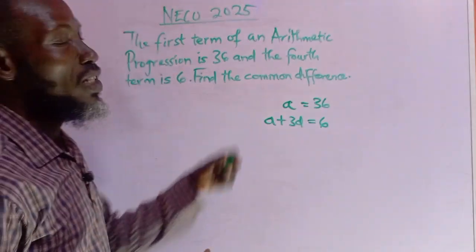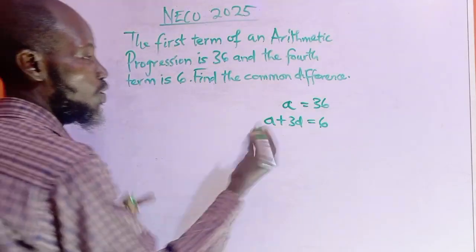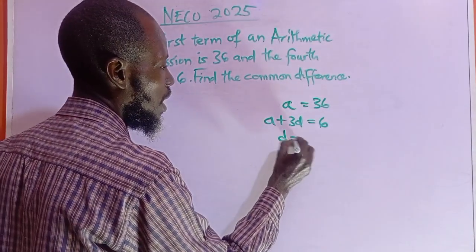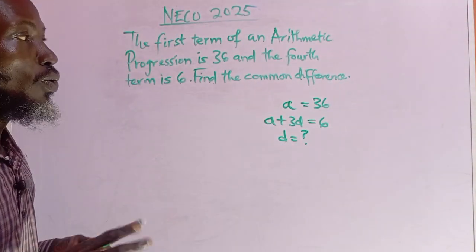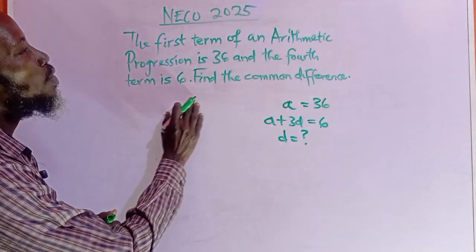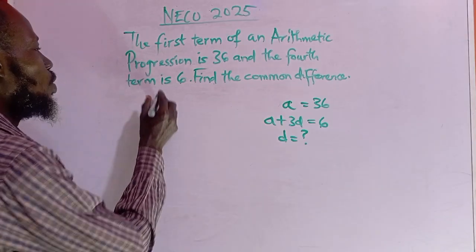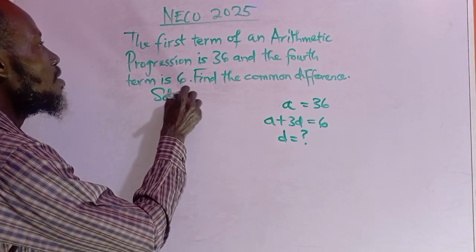Now we have to find the common difference. The common difference is denoted by D, so that is what we are trying to look for. Let's now solve the question. So we have the solution.